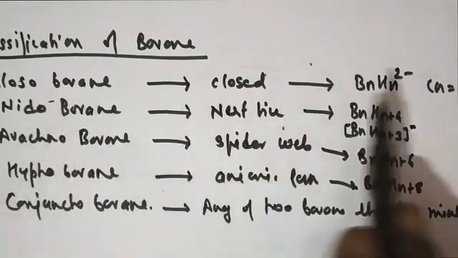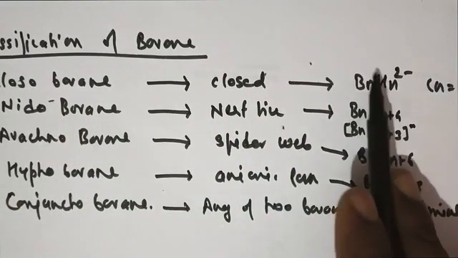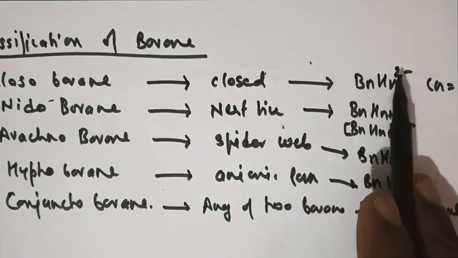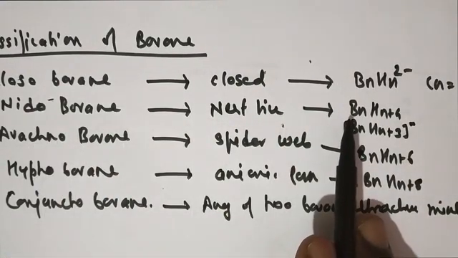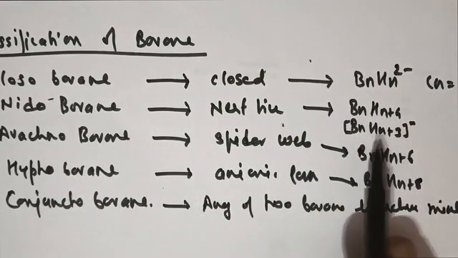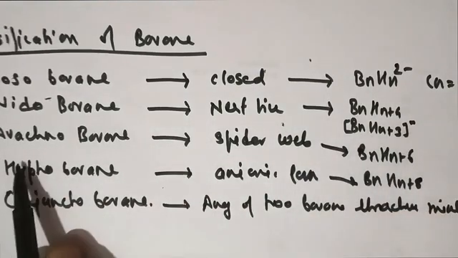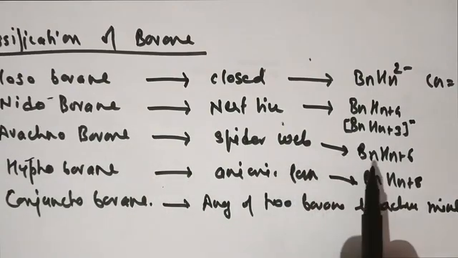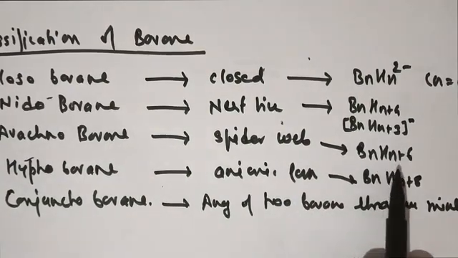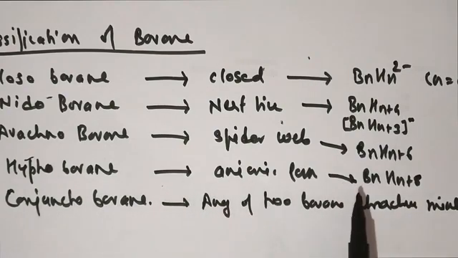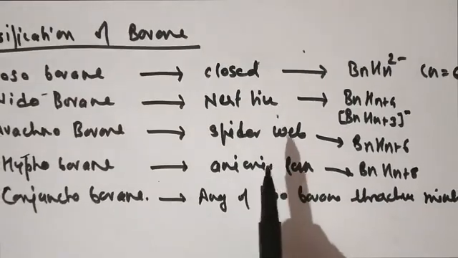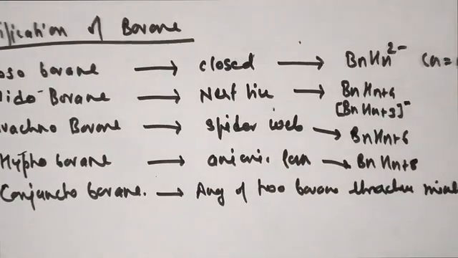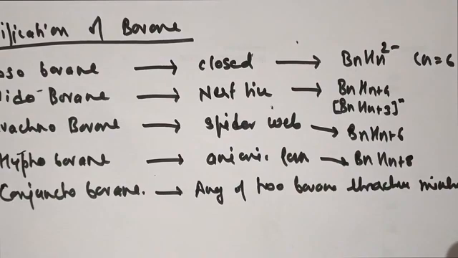If you have a closoborane, its general formula will be BnHn, and the whole will get a minus 2 charge. If you have a nidoborane, its general formula will be BnHn+4 or BnHn+3, with a total minus charge. The general formula of arachnoborane will be BnHn+6. Hypoborane has the general molecular formula BnHn+8. So these are the general formulas for boranes. Now we will discuss one by one by taking some examples.